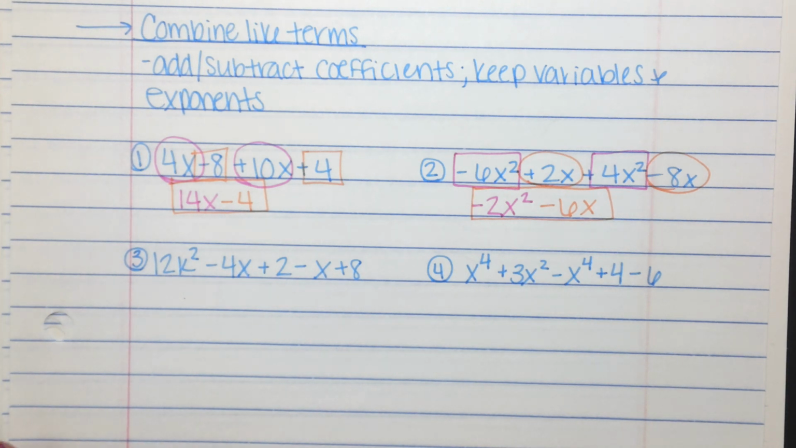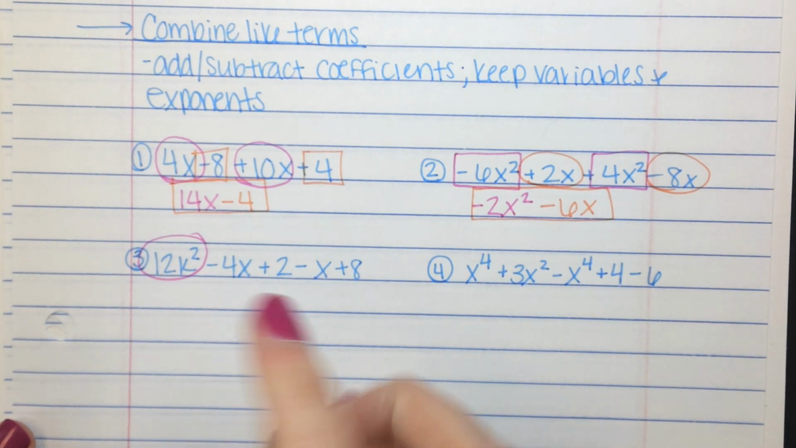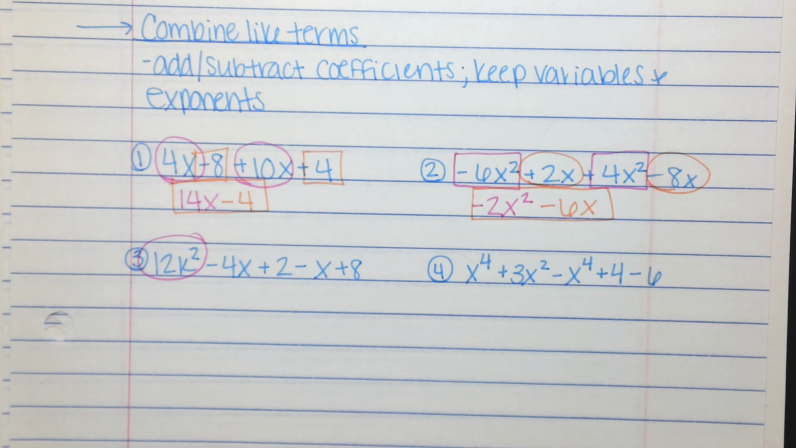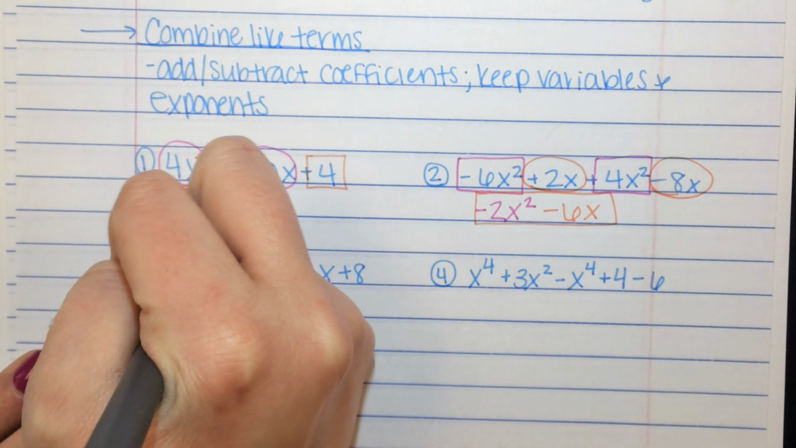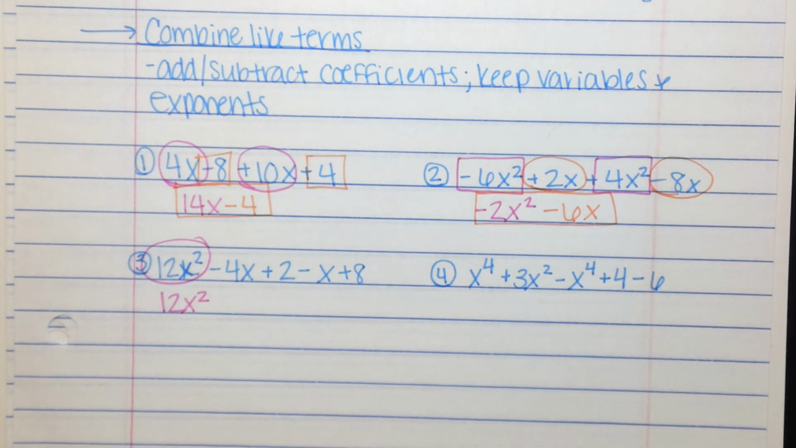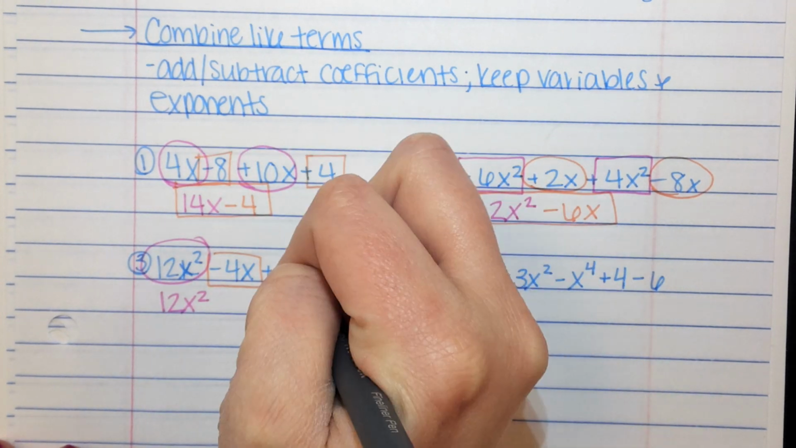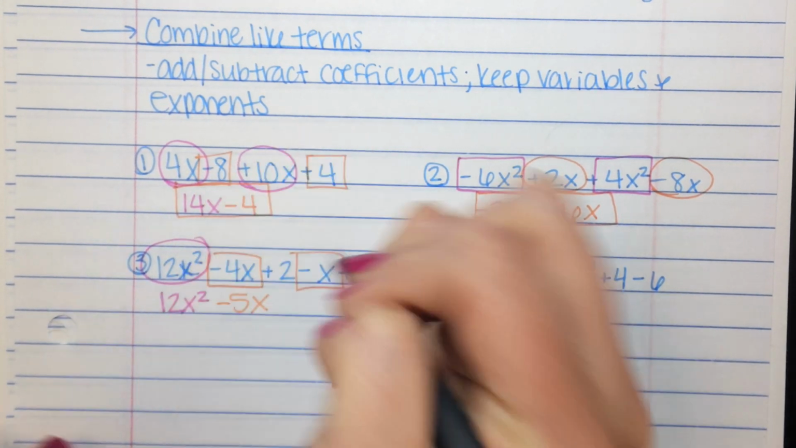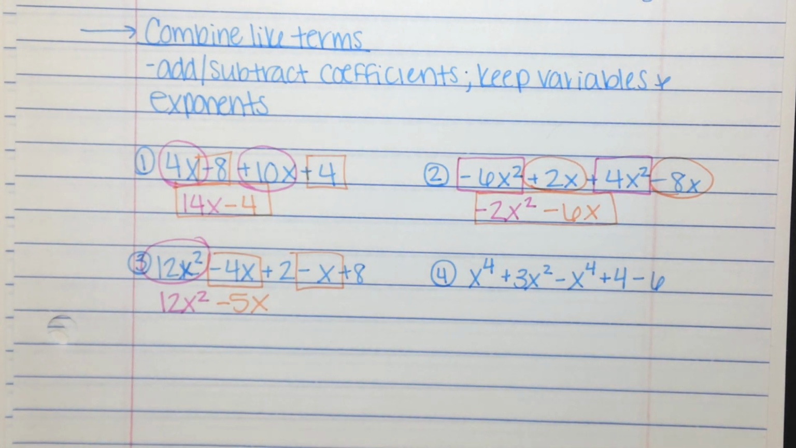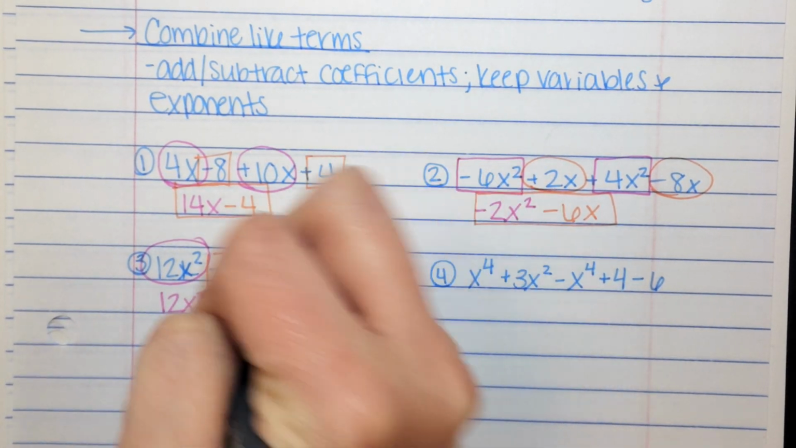Okay, next we have 12x squared. Oh, that was supposed to be an x. I mixed them up. So sorry. So 12x squared. There's nothing else with an x squared, so I'm just going to bring that down. And then I have negative 4x. I can pair that up with the negative x. Negative 4 minus 1 is negative 5. And then I have a 2 and an 8, and that gives me 10.